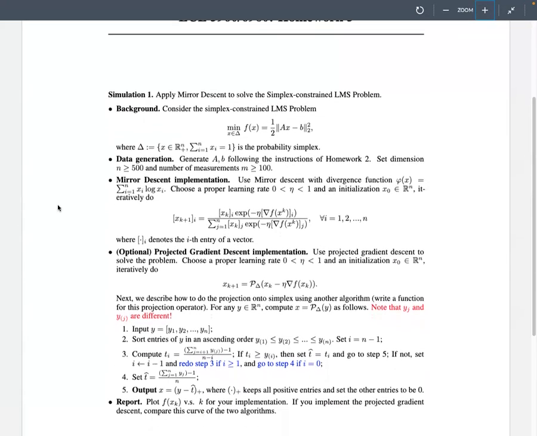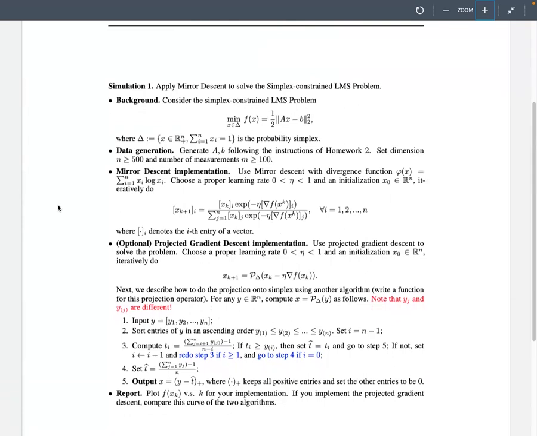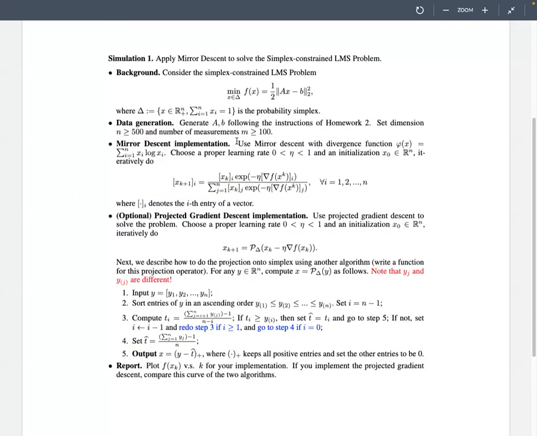You can start to look at homework 5. We are solving again the same least mean square problem, but now we have a constraint on the simplex. For data generation, you can just reuse the problem that you generated in homework 2. Here we are going to use the mirror descent algorithm with the negative entropy phi function. So phi would be the negative entropy.